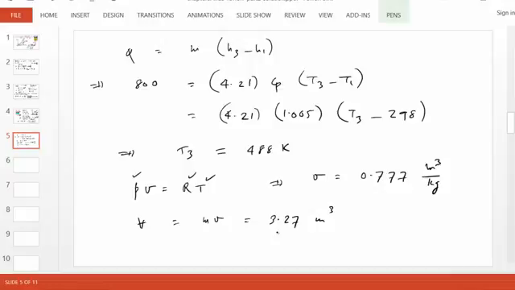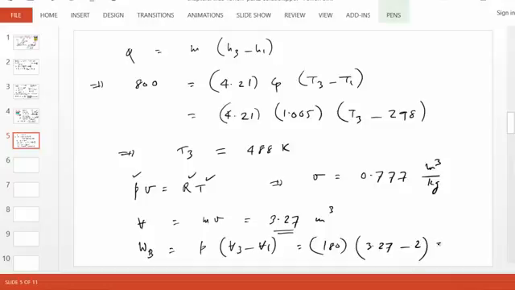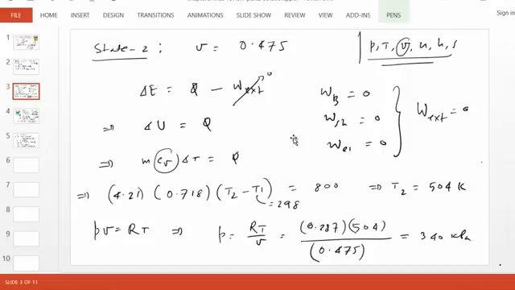Now that we know the final volume, we can find boundary work. If the question is find boundary work, it will be what? The pressure times (V3 minus V1), 180 kPa, 3.27 minus 2. We can calculate that in a second. But notice that the final temperature that we get, 488 Kelvin, in a constant pressure process is slightly lower than the final temperature that we got. What was T2 in this case? We got a temperature of 504 Kelvin.